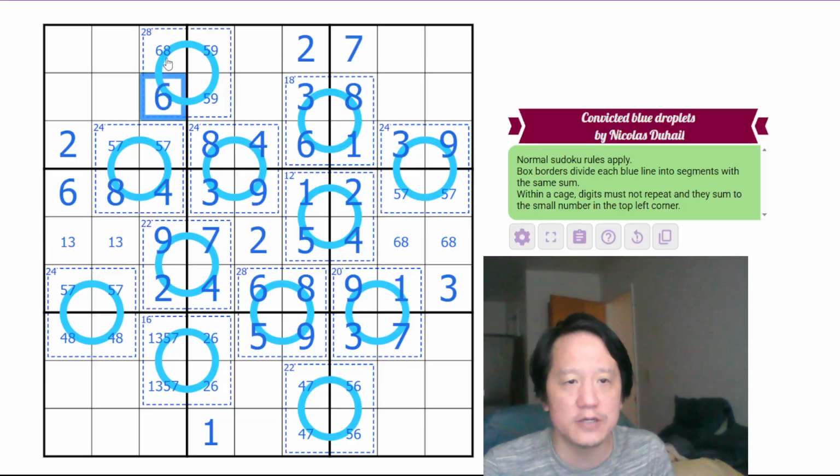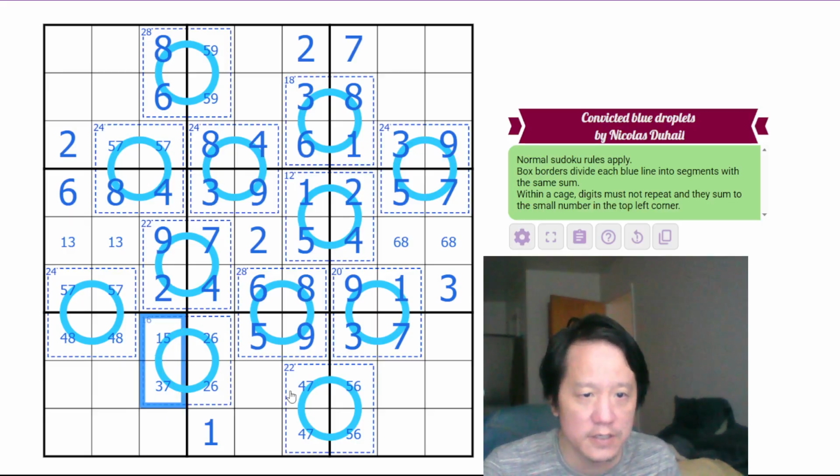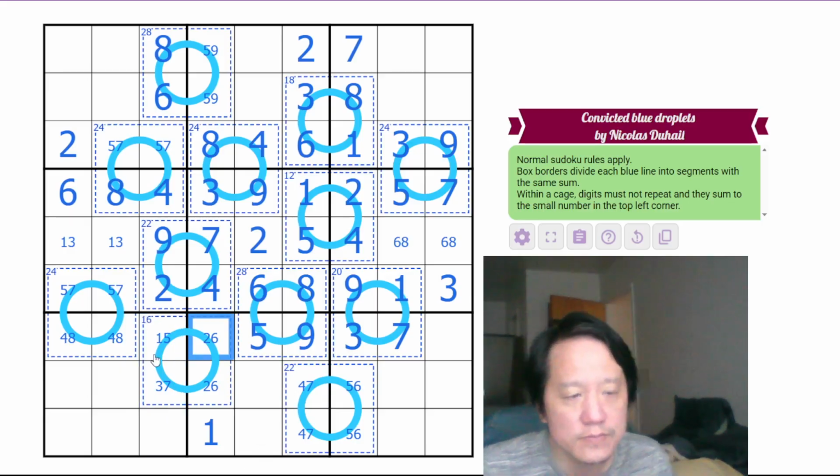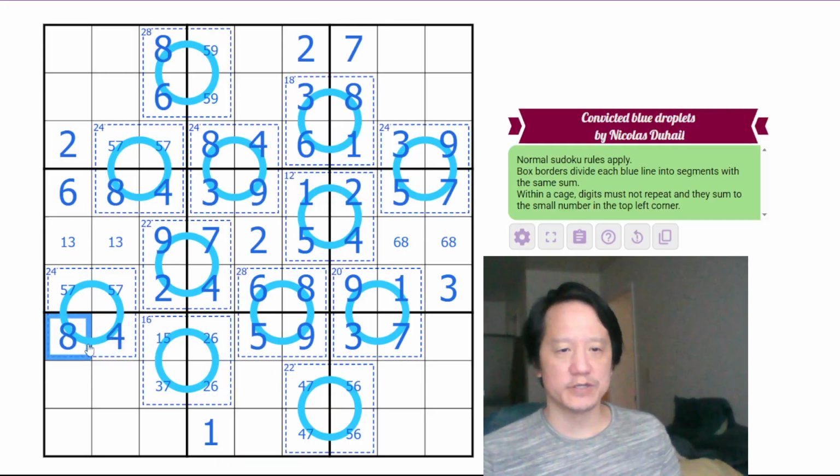8 eliminates 8 here, so it's 6 and 8. 7 eliminates 7 here, so it's 5 and 7. This can't be 3 or 7 here, so this correspondingly cannot be 1 and 5, because this adds up to 8 here. 8 eliminates 8 here, so this is 4, which makes that 8.